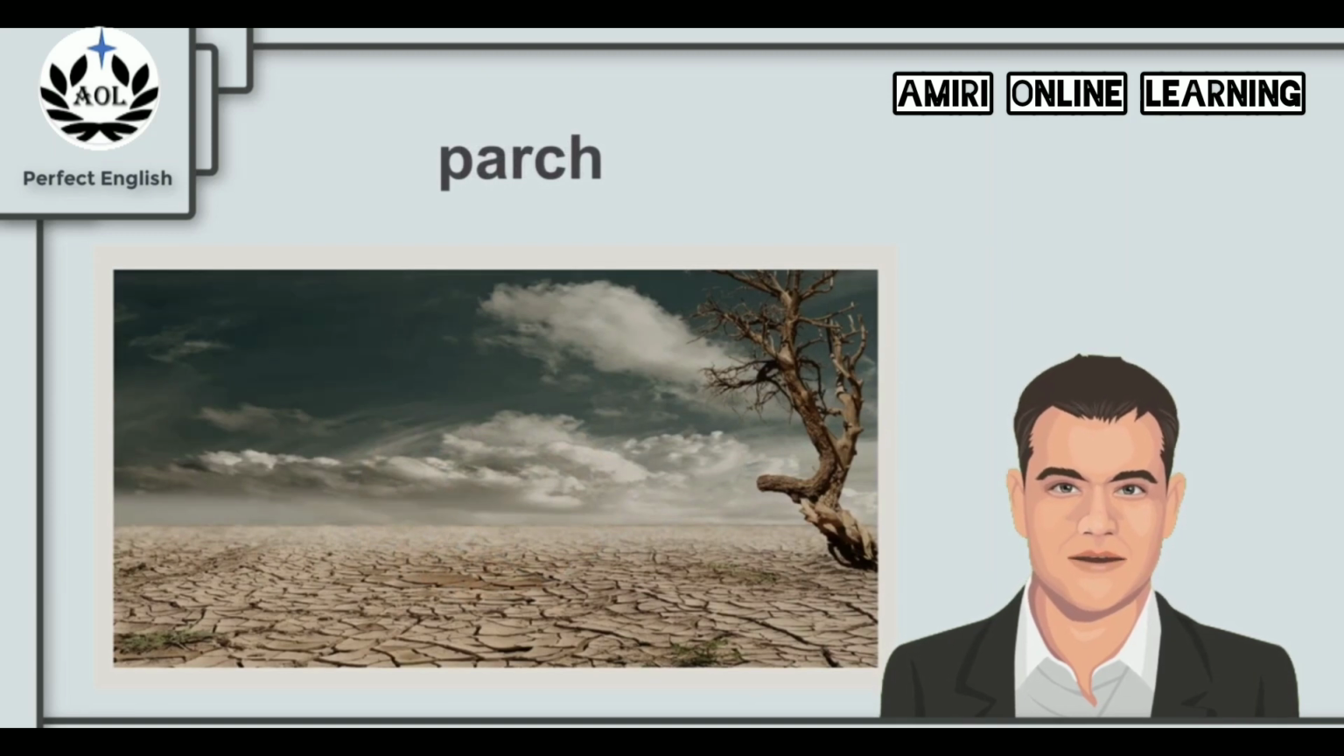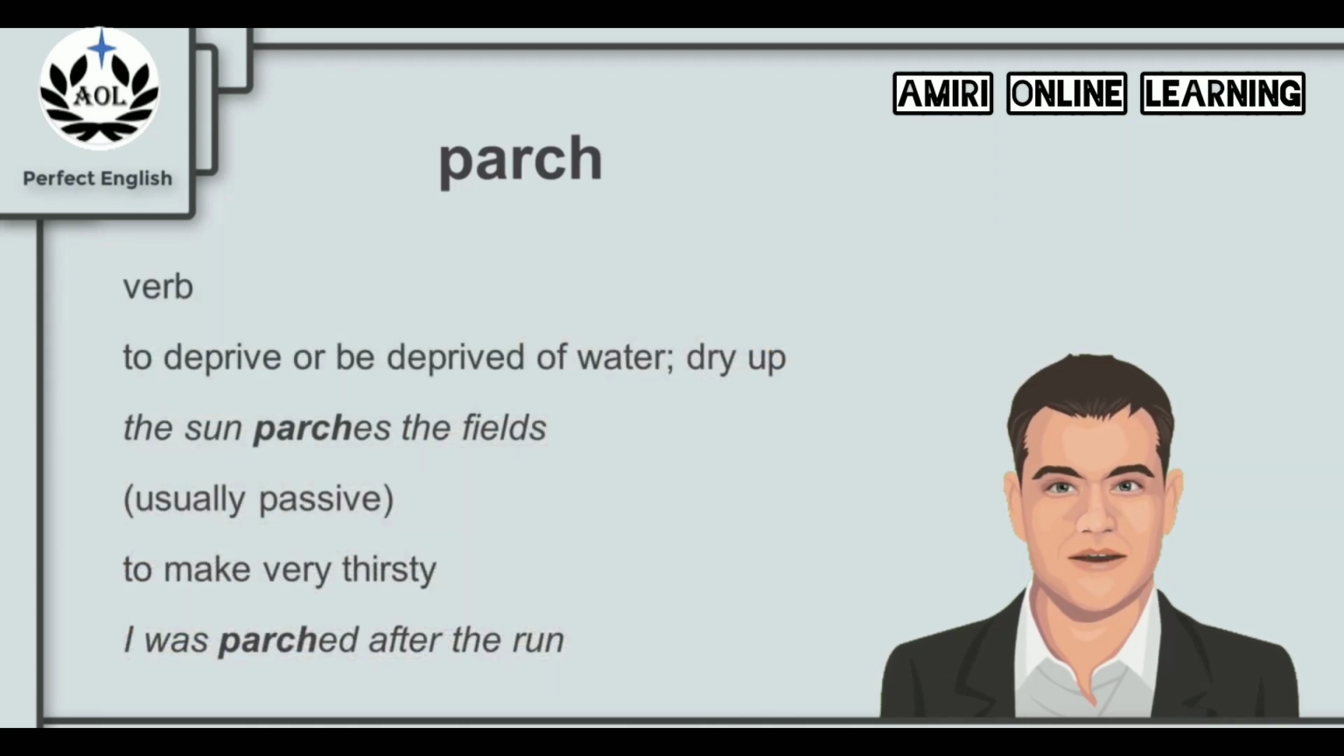Now, if you look at the picture, you can see that there is a desert. Even the tree we see to the right is almost a dead tree. So how does that relate to the word parch? Is it related to how dry this picture looks? Let's find out. Parch is a verb, and it means to deprive or be deprived of water or dry up.